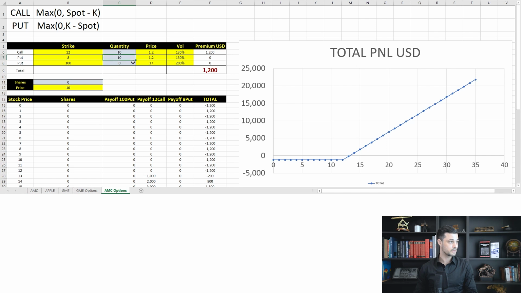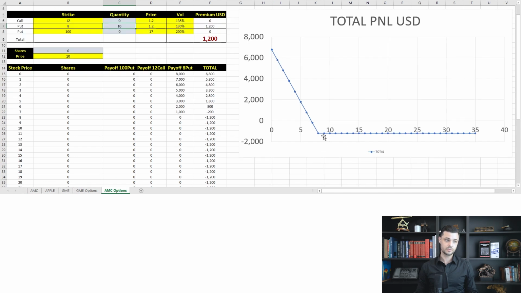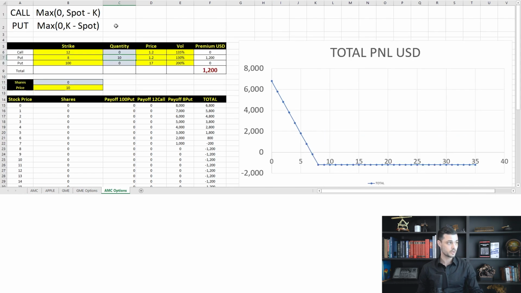So now if you buy puts instead of buying calls, this is the payoff you are having. A put option gives you money at maturity if the spot price finishes below your strike level. This is the formula: max of 0, strike minus spot.